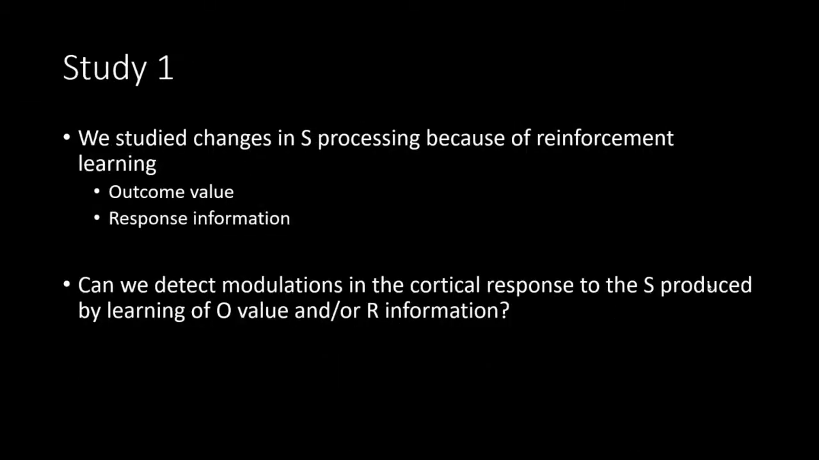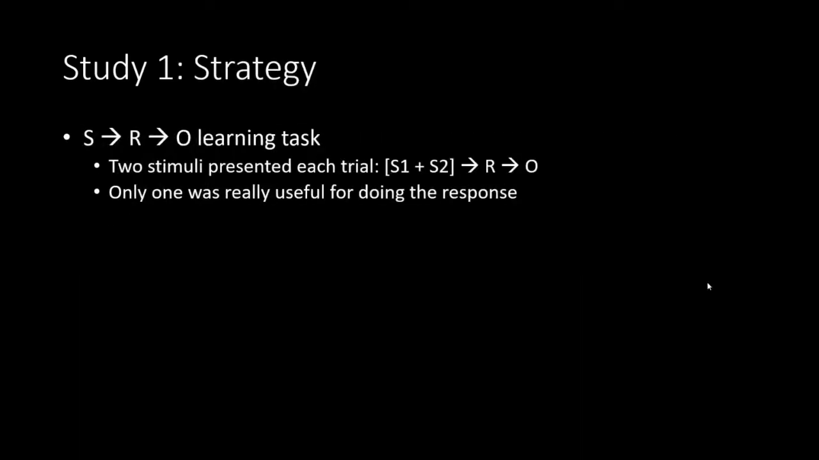So, as I said, first, what we try to do here is see if we can detect the processing of the outcome value and the response-related information during the presentation of the stimulus, the first event in the stimulus-response-outcome chain. And we use event-related potentials to do that. So our participants did a reinforcement learning task.